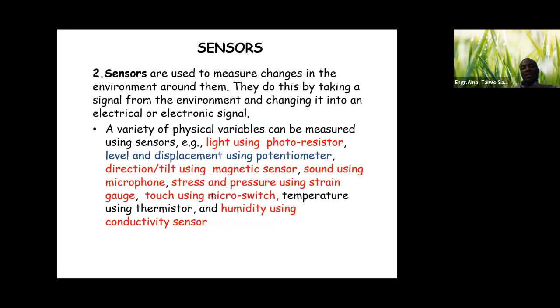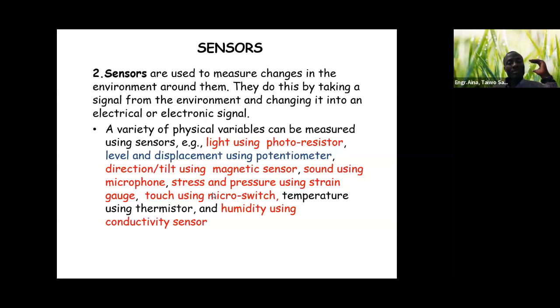Now let's take a look at sensors. Sensors are used to measure changes in the environment around them. And this is done by the sensor taking a signal from the environment, and when that signal has been taken from the environment, such a signal will then be converted into an electrical or electronic signal.